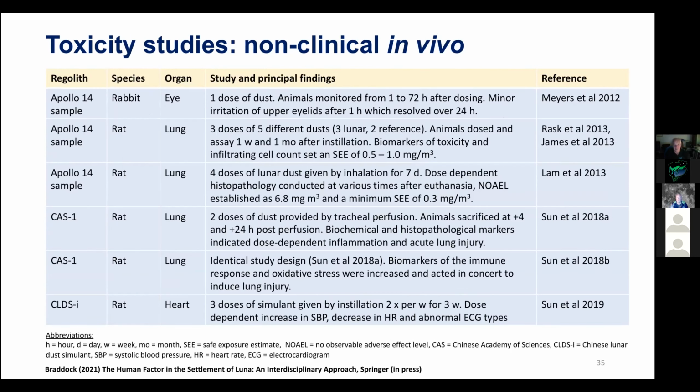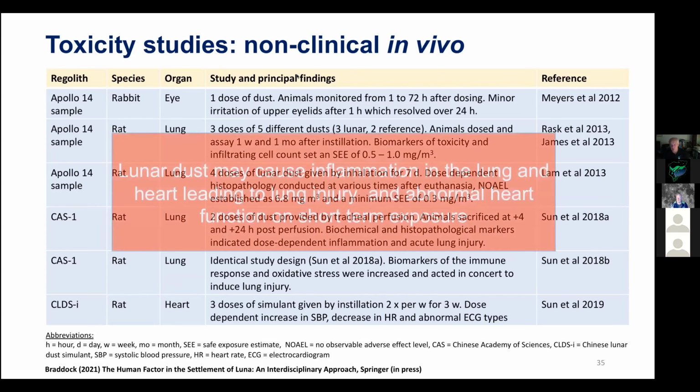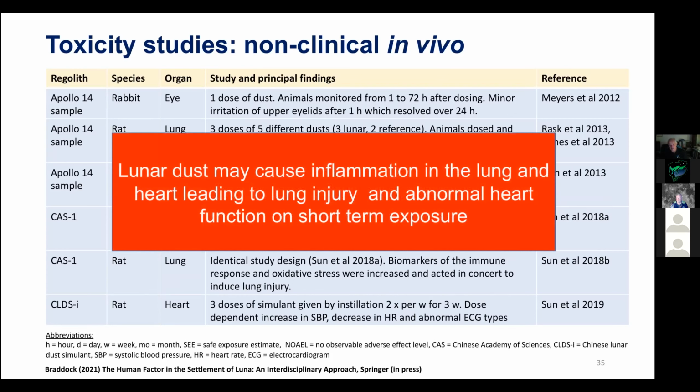Now, I've also included a comparison of non-clinical in vivo studies that have been done, and these are in either the rabbit or in the rat, and again looking at the eye, the lung, or the heart in this slide. And the bottom line is still the same, and I won't go through the detail of it, but it's there for you to see in future. That lunar dust may cause inflammation in the lung and heart, and that may well lead to lung injury and abnormal heart function on short-term exposure. So these studies have been conducted over the short term, which is worth remembering.